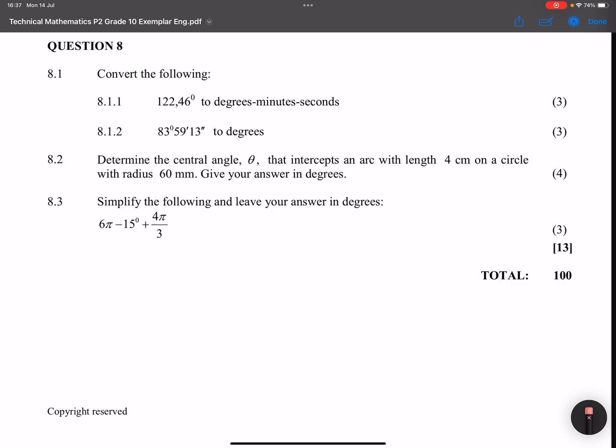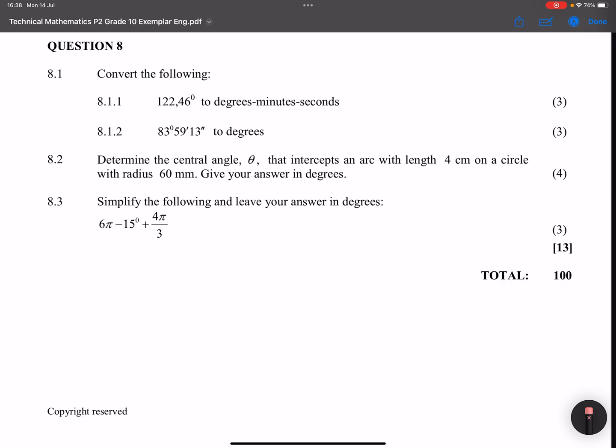You can also watch question 1 to question 7 of this technical maths paper 2, grade 10 exemplar. I promise you that you will learn a thing or two. All right, so let's look at question 8.1. I'm going to separate these questions so that I treat each one separately. Let's look at the conversion.